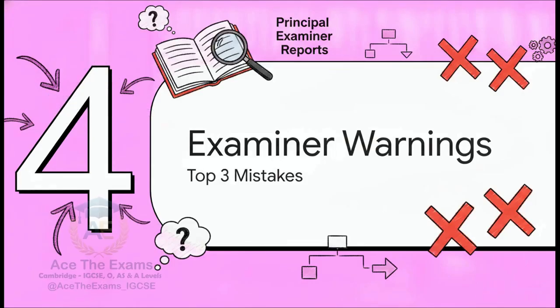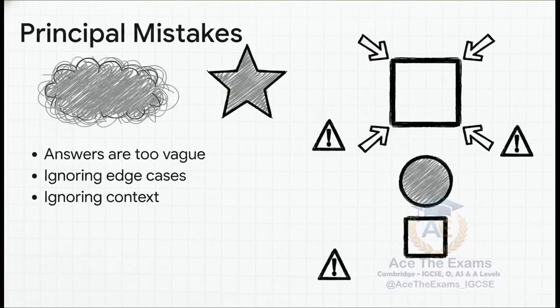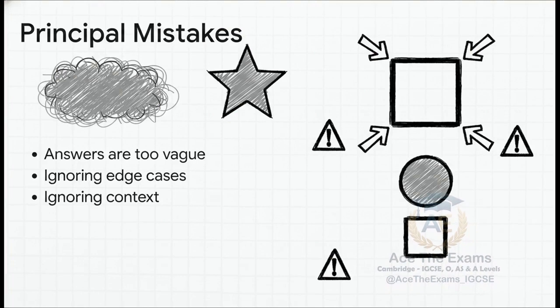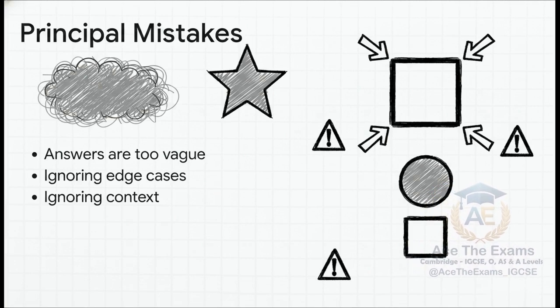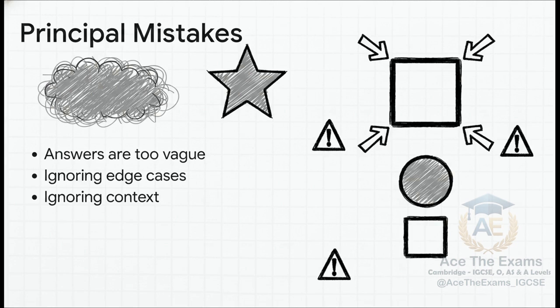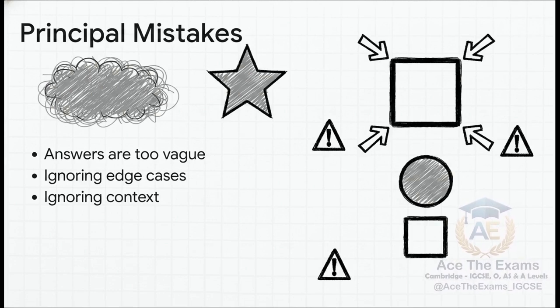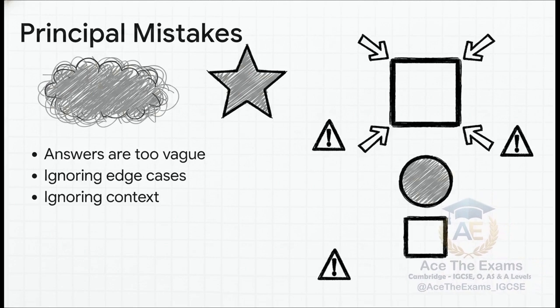Section 4. Top 3 examiner warnings. I want you to consider this next segment an exclusive insider warning straight from the principal examiner reports. We're going to treat this like a quick interactive workshop. I want you to think about where students lose the most marks. Mistake number 1. Answers are simply too vague. Examiners despise generalizations. They don't want to hear a loop makes it faster. They want specific technical details and evidence-based reasoning. Like, a while loop is more efficient here because the number of iterations is unknown.